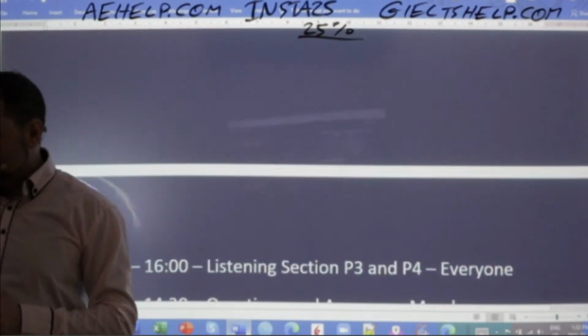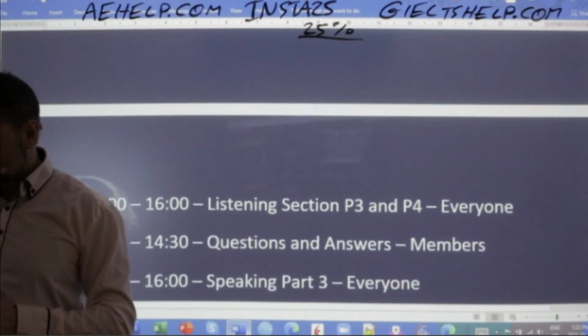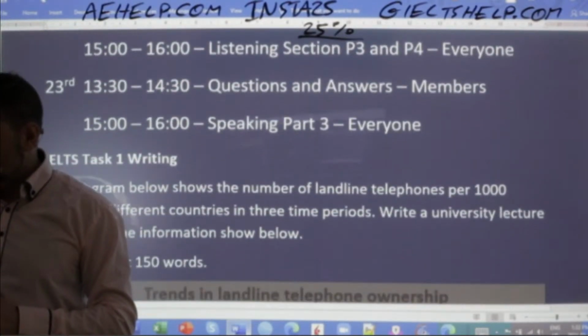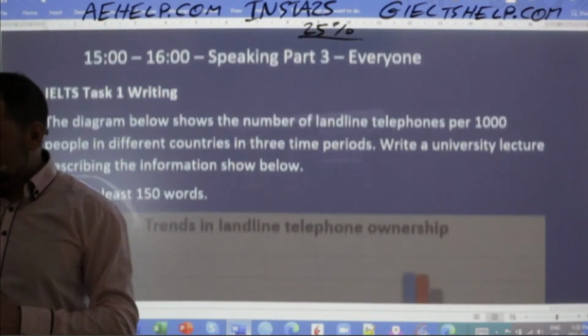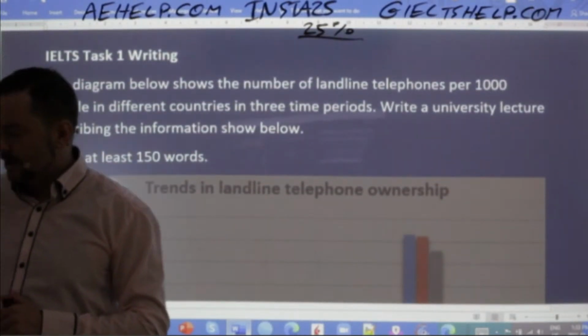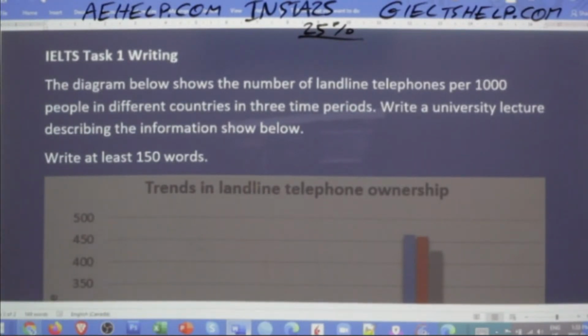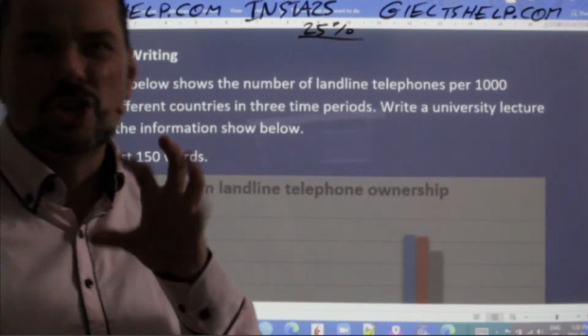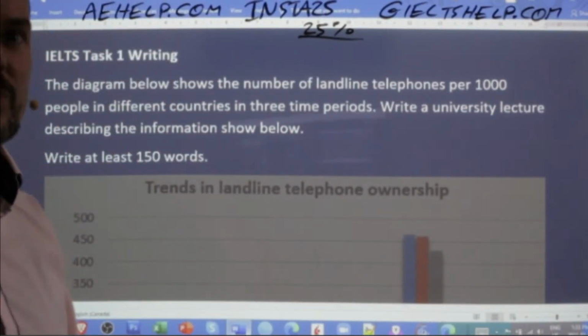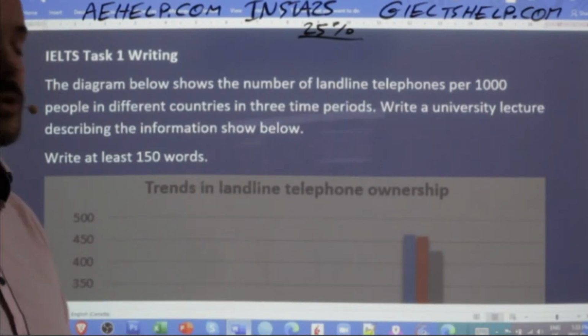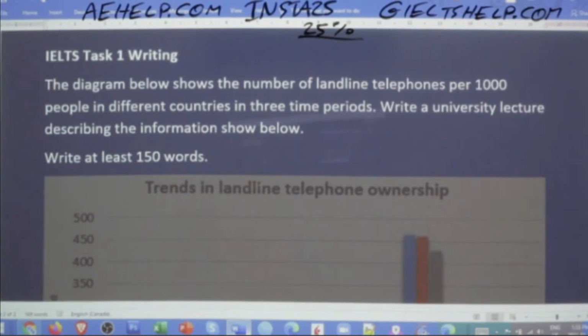Right now, task 1, and a little bit later, the listening section, part 3 and part 4. Right now, let's get into today's task 1, writing. This question was sent to us by a student. The actual graph is not super sharp, so sorry about that. It was just the way the graphic looks, but that's okay. It'll be fine. Here we go.